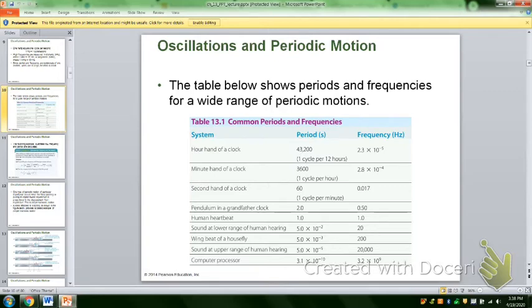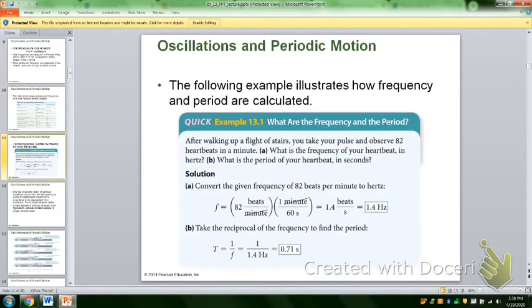All right, next slide is an example. In this example, it says after walking up a flight of stairs, you take your pulse and you observe 82 heartbeats in a minute. What is the frequency of your heartbeat in hertz? And what is the period of your heartbeat in seconds?